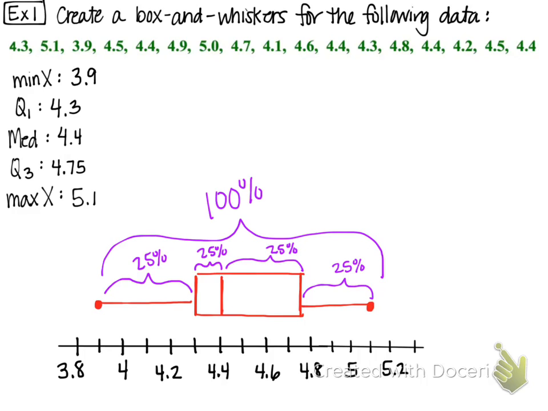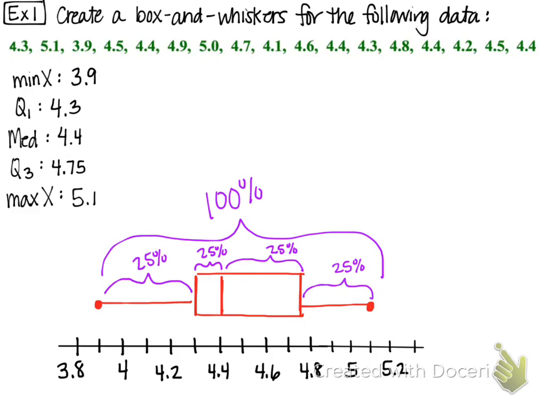So between your min and your first quartile or your lower quartile is 25% of your data. Between your lower quartile and your median is 25% of your data. Between your median and your upper quartile is 25% of your data. And between your upper quartile and your upper extreme is 25% of your data.